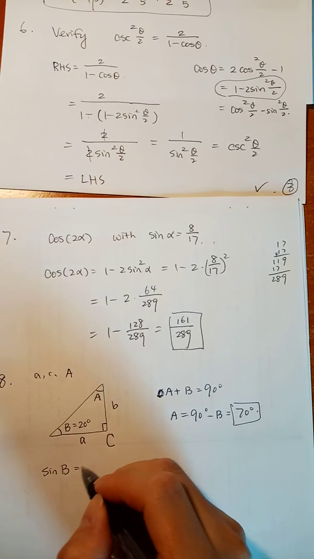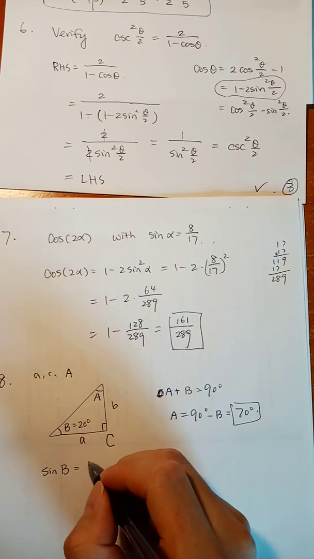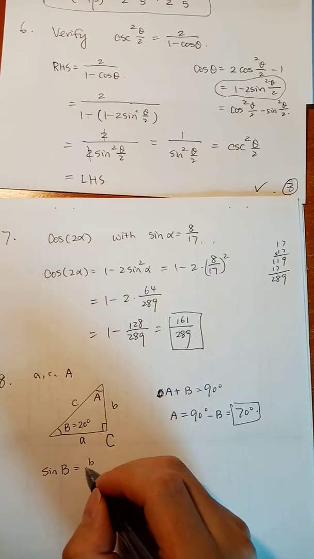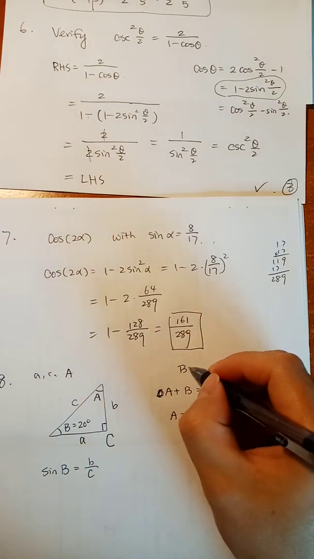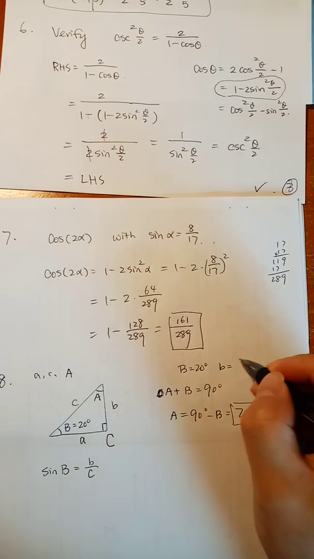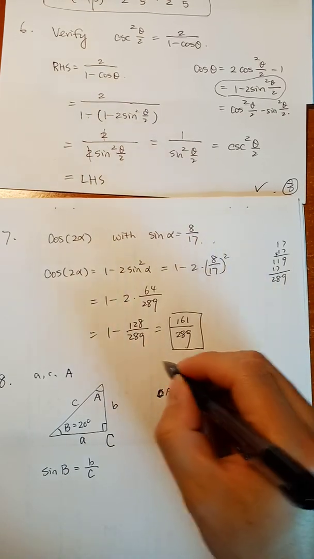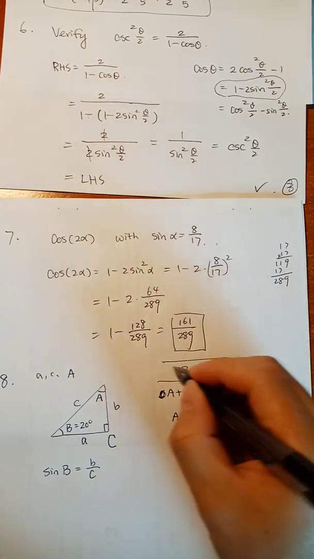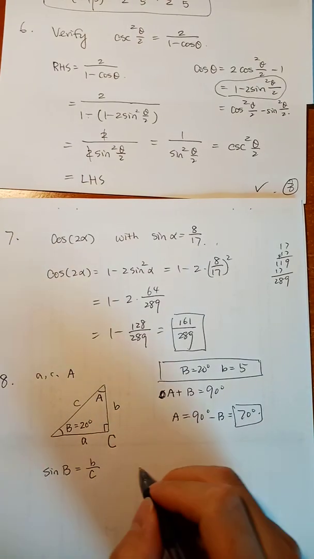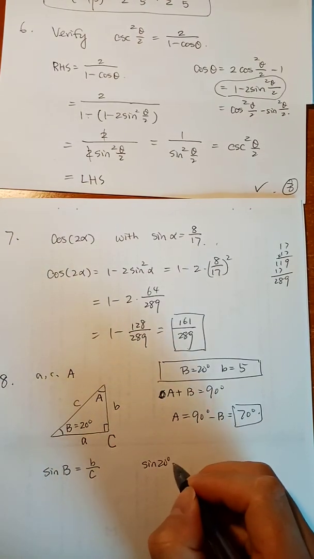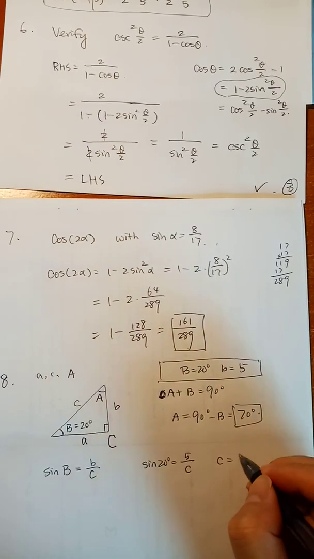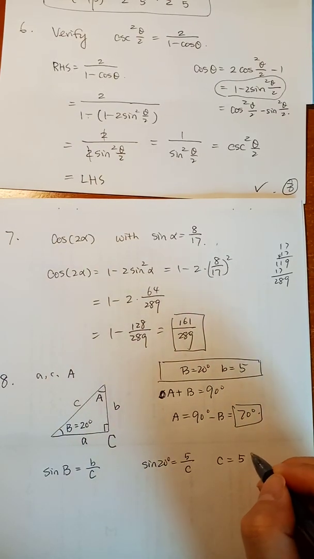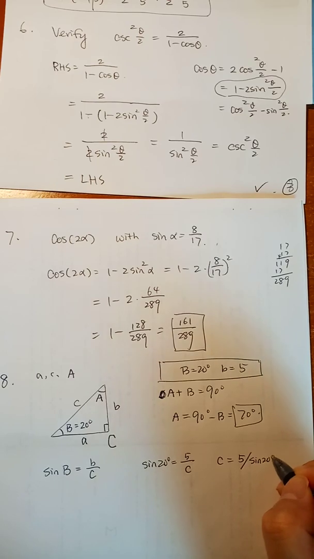Sine B is opposite over hypotenuse, so it's b over c. We know B is 20 degrees, and little b is 5. Okay, this is a condition. So sine B is sine 20 degrees, and little b is 5 over c. So c is 5 divided by sine 20 degrees.